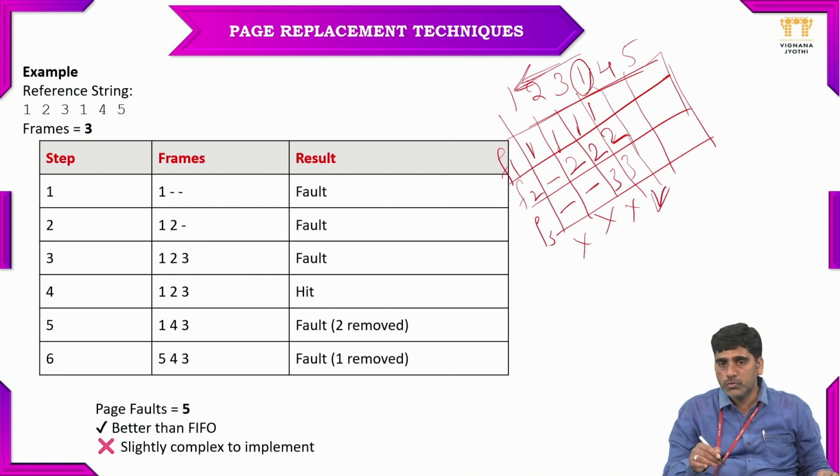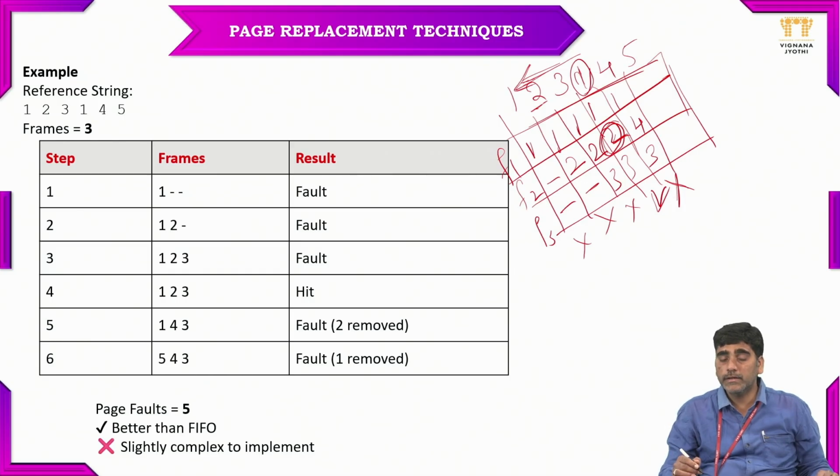But out of these already used pages, which page has been used last? We can see page 1 was used just before, and page 3 after 1, and page 2 is the longest period of time page. So we have to remove page 2 and replace it with page 4. So 1, 4, 3 is available, and we have done the replacement process. So a page fault occurs automatically.